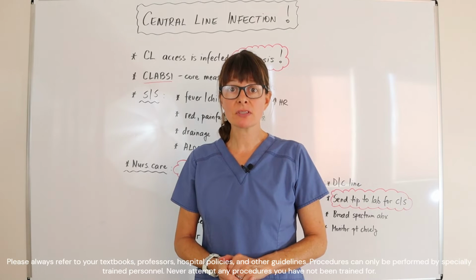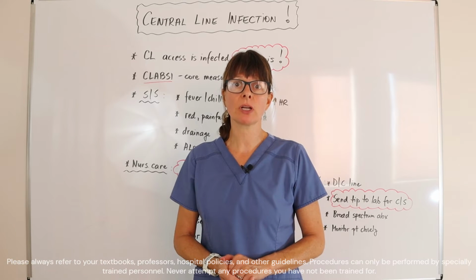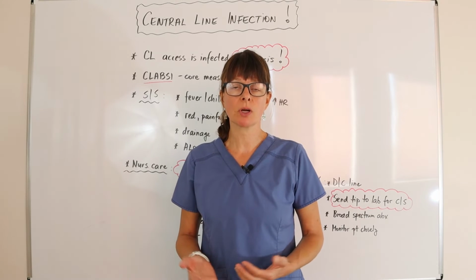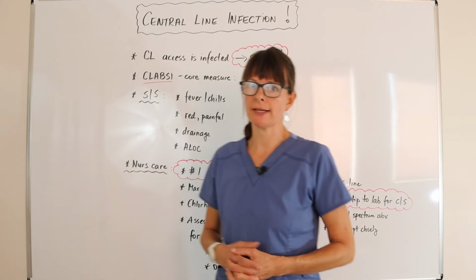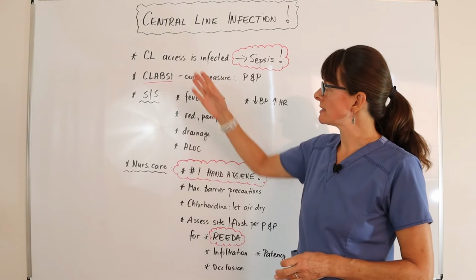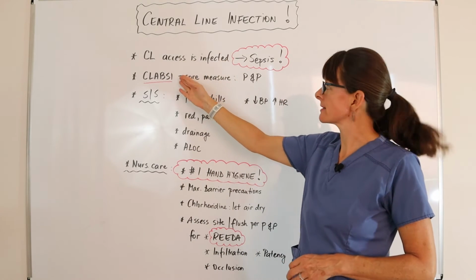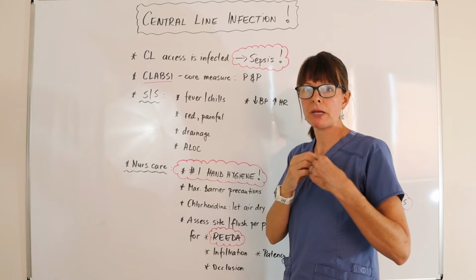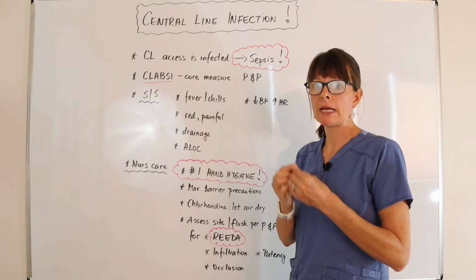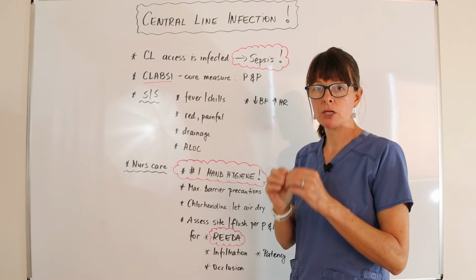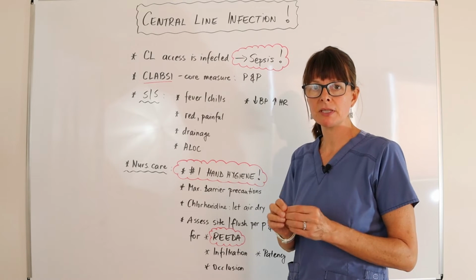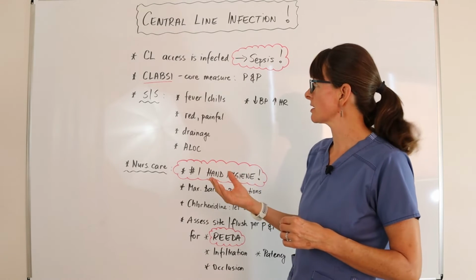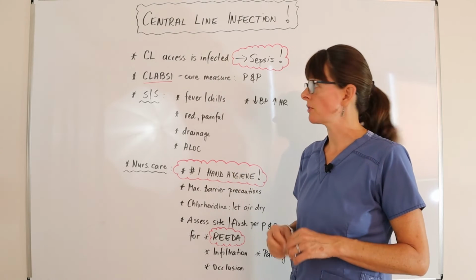That can be a very serious complication of a critically ill patient because those are the ones that typically have those central lines. So it basically means that that central line access has become infected, and because it is sitting in the patient's bloodstream already, there's a high potential that the patient may already be septic or become septic in the process. So very, very serious.